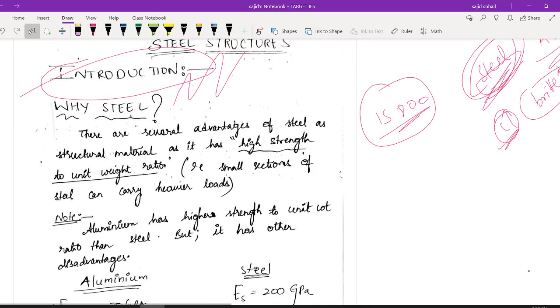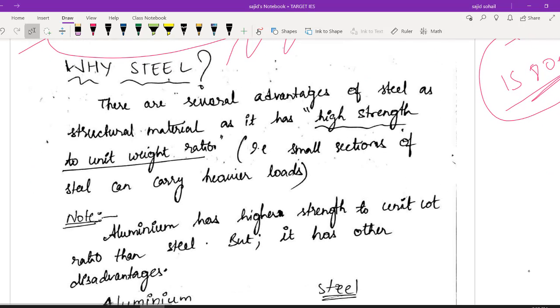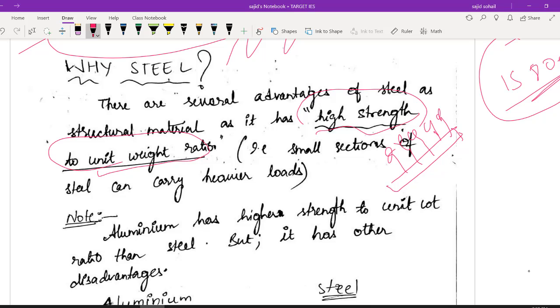So why are we using steel? We don't have any alternatives or what? So let us see. First of all, steel has very high strength to unit weight ratio. Just like I have explained above, it can carry a lot of loads. Even if it has a small dimension, it can carry lot and lot of loads on it. That's why it is preferred.